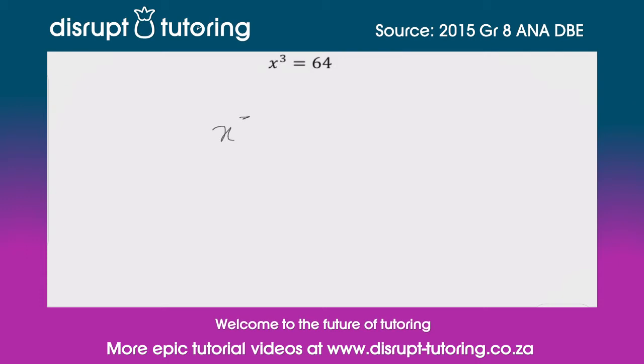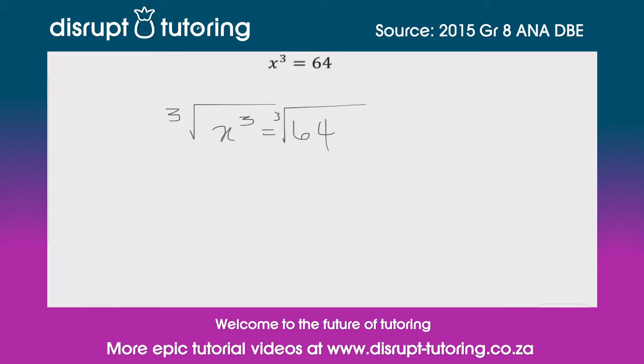So we're going to rewrite the question just to warm the mind up a little bit, and we want to try and get rid of this 3. So what is the opposite of cubed? We know that the opposite of cubed is cube root. So I'm going to cube root the left-hand side, but because I've got this nifty equal sign in the middle, I need to do the same thing to the other side. So I'm going to cube root the other side.